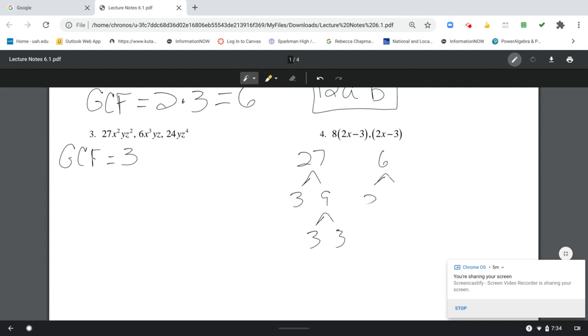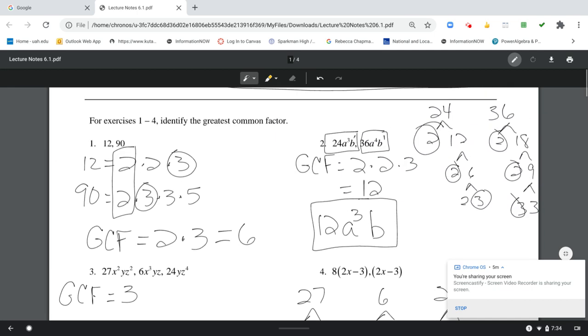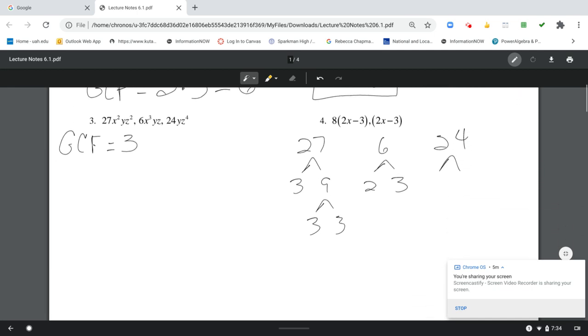6 breaks down into 2 times 3, and 24 we did up here, so I'm going to go back up and grab that. That would be 2 times 12, 2 times 6, and 2 times 3. Well, the only thing these three numbers have in common is a 3. Now, I know that 6 and 24 have a 2 in common, but 27 doesn't have a 2.